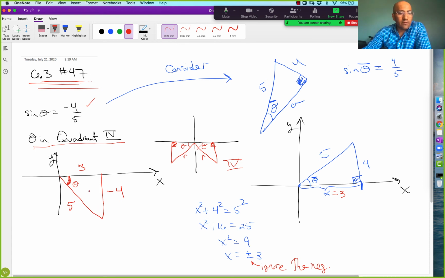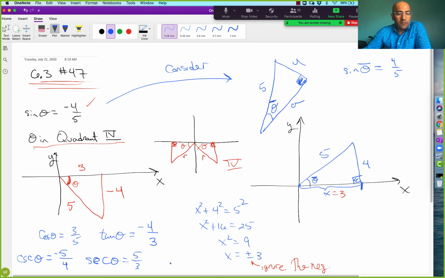And now that we've created our triangle, we can figure out all the other trigonometric functions based on that. Good. So we can just go over them from here. Cosine of theta must be equal to 3/5, adjacent over hypotenuse. And tangent of theta must be opposite over adjacent, -4/3. Good. Cosecant of theta is going to be equal to 5 over -4, so -5/4. And secant of theta is equal to 5/3. And cotangent of theta is equal to -3/4.